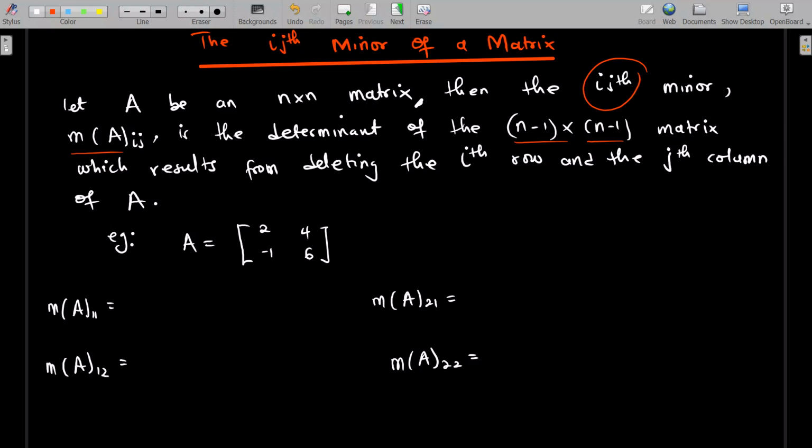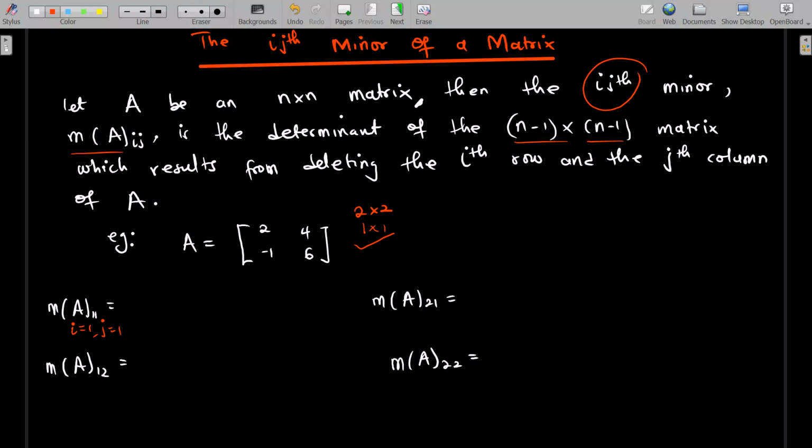So if I have A to be a 2 by 2 matrix like this, then the minor A11 means here i is equal to 1, and j is equal to 1, is the determinant that I'm going to get, n-1 by n-1. Here A is 2 by 2, so n-1 by n-1 means I'm going to reduce this to a 1 by 1 matrix, and then I'll find the determinant.